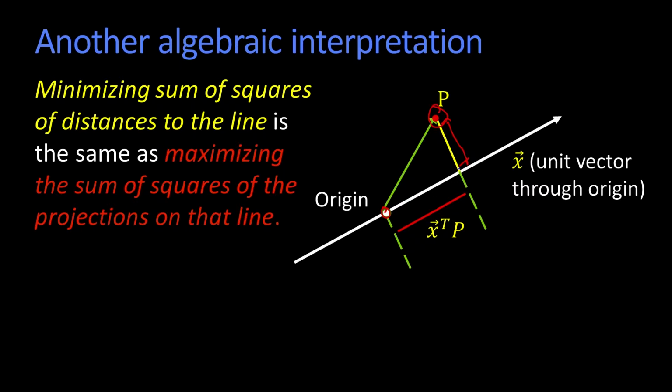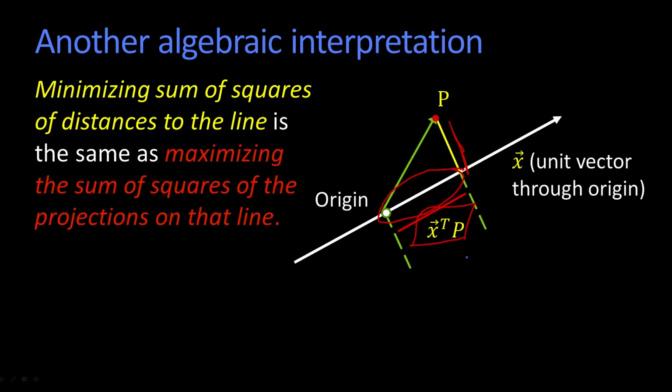Well, you remember Pythagorean's theorem? Of course you do, right? It's that the sum of the squares of the two legs of a right triangle is equal to the square of the hypotenuse. If we want to minimize the square distance of the point to that line, it's the same thing as maximizing the projection of that point on the line. That's what this value is here, right?